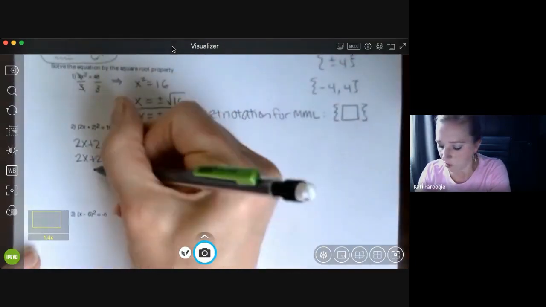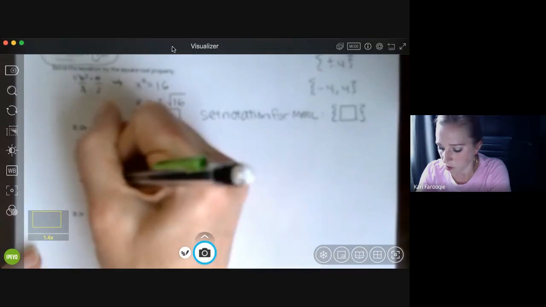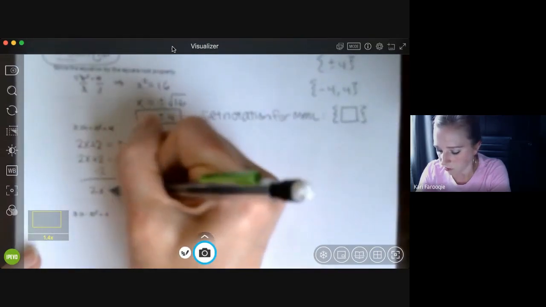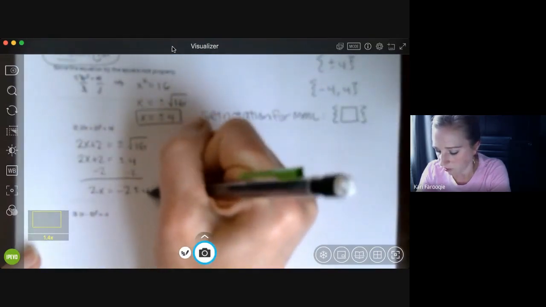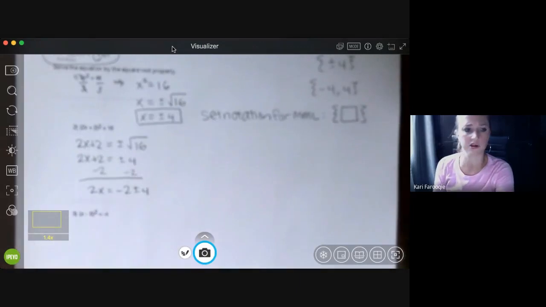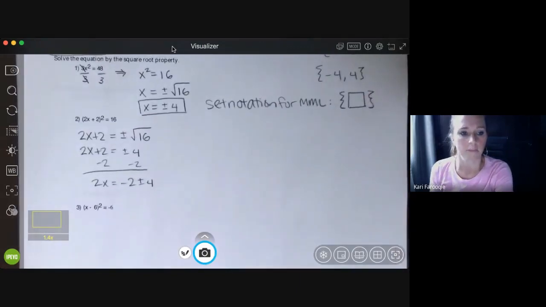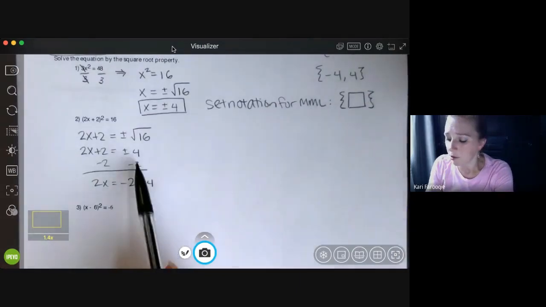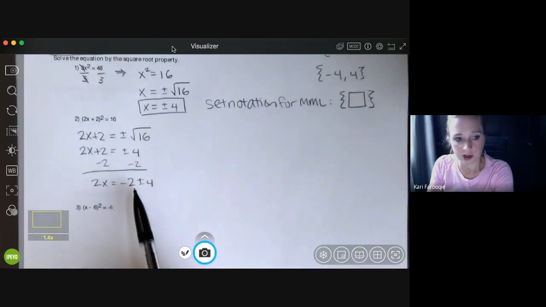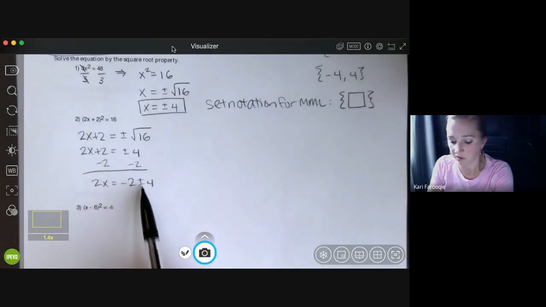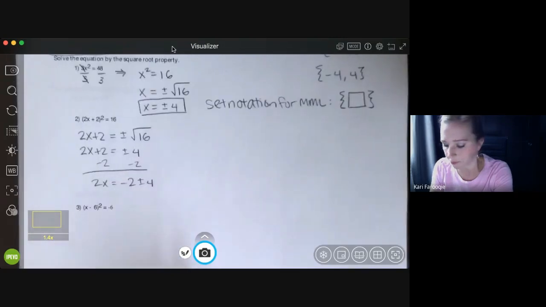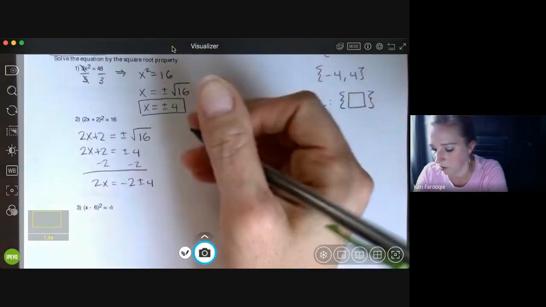In order to get x by itself, we're going to subtract 2 on both sides. Some of you guys may not have solved an equation in a long time, so I'm writing a few more steps than maybe I normally would. Now, it does not matter what order you put this addition and subtraction in, as long as the plus or minus stays in front of the 4 and that 2 stays negative, because when you moved it over, it became negative. And then we'll divide both sides by 2.